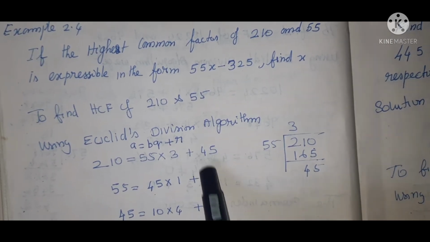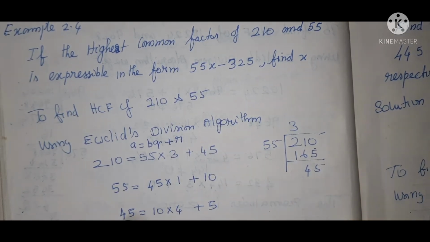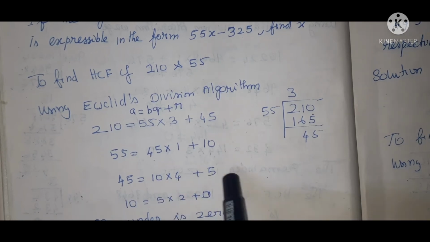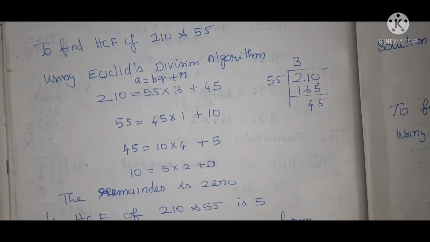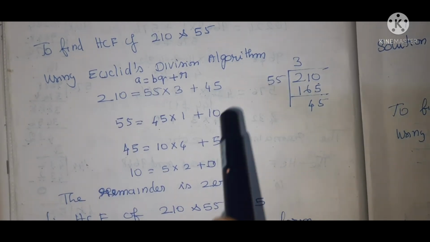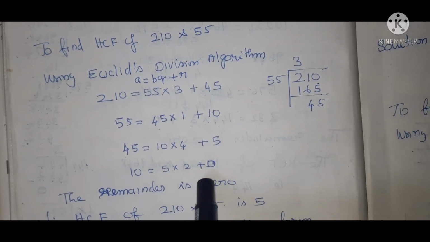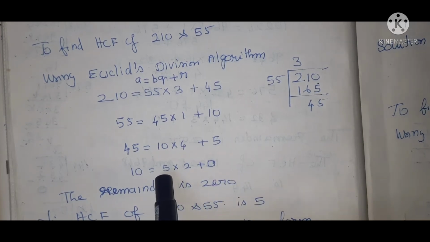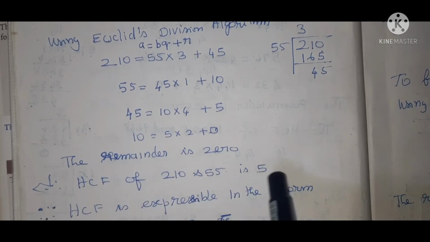The remainder is not equal to 0. Again using Euclidean division algorithm, here 45 is the dividend, 10 is the divisor. 45 is equal to 10 into 4, 40, plus 5. Here 5 is the remainder. So the remainder is not equal to 0. Again using Euclidean division algorithm, 10 is equal to 5 into 2 plus 0. Now the remainder is 0. So 5 is the HCF of the given numbers. Therefore the HCF of 210 and 55 is 5.